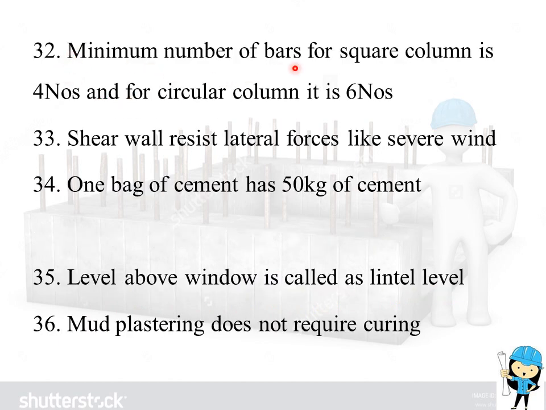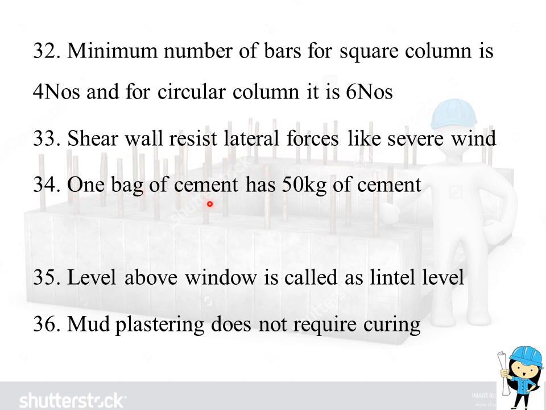Minimum number of bars for a square column is 4, for a circular column it is 6, and for an octagonal column it is 8. Next is shear wall. Shear wall resists lateral forces like severe wind. So shear wall is an RC structure designed and constructed to resist the lateral forces.